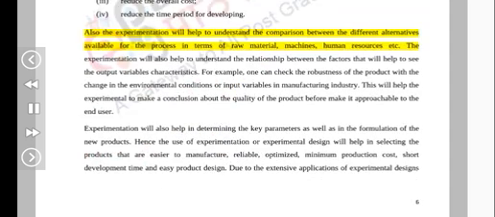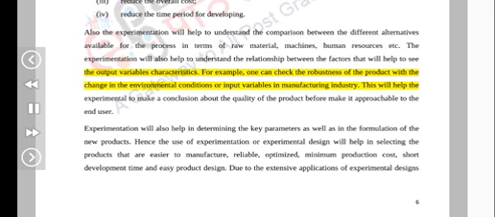Also, the experimentation will help to understand the comparison between the different alternatives available for the process in terms of raw material, machines, human resources, etc. The experimentation will also help to understand the relationship between the factors that will help to see the output variable's characteristics. For example, one can check the robustness of the product with the change in the environmental conditions or input variables in the manufacturing industry. This will help the experimenter make a conclusion about the quality of the product before making it available to the end user.